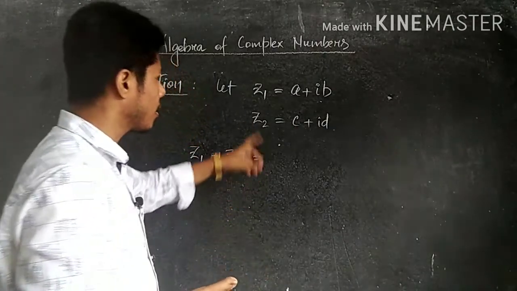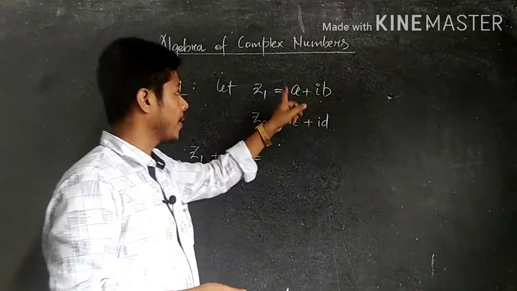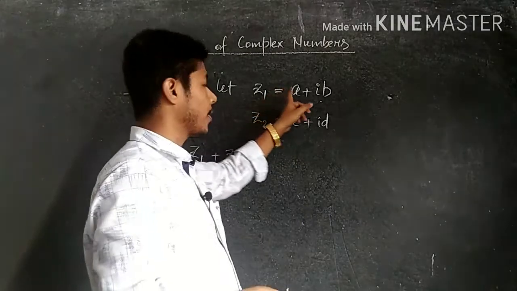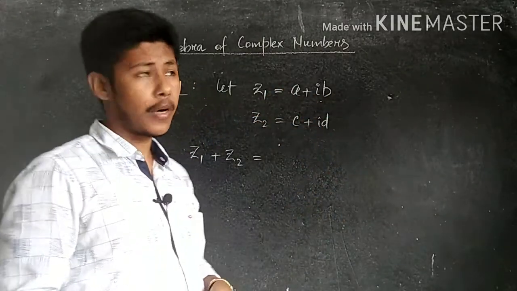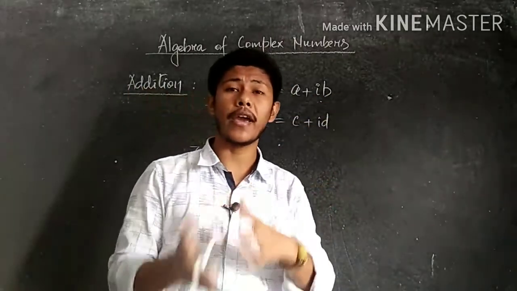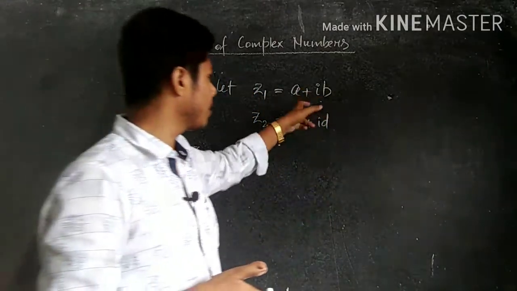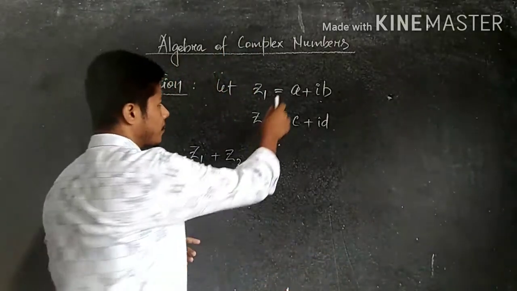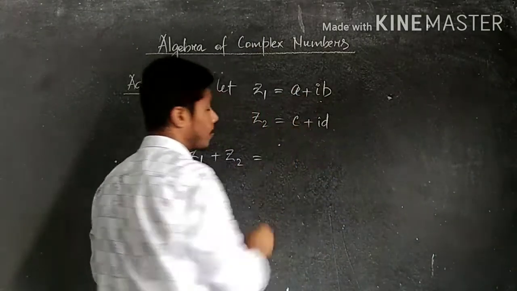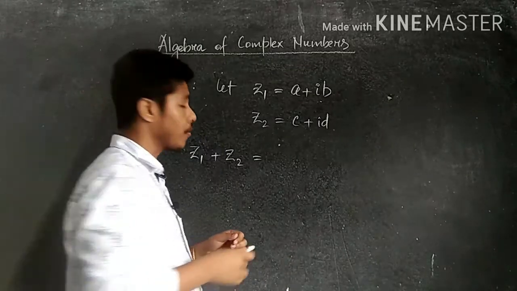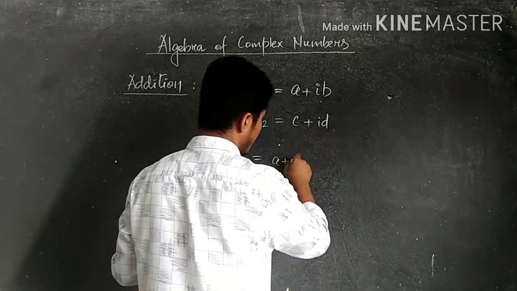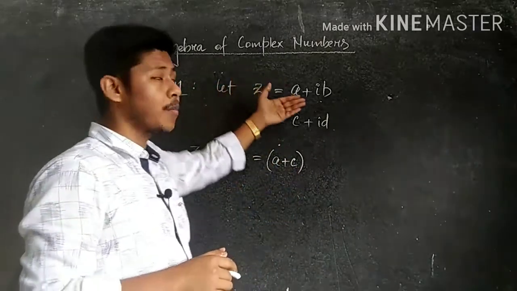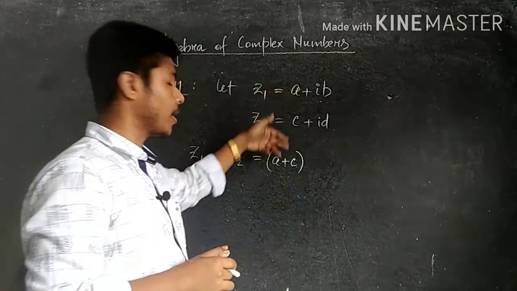Mainly in a complex number there are 2 parts, the real part and the imaginary part. And one more thing you have to remember: the real part we always add with the real part, and the imaginary part we add with the imaginary part. So the real part and imaginary part we can't add together. Here the real part is a and here the real part is c. If we add these 2, we write a plus c. So a plus c we write here.